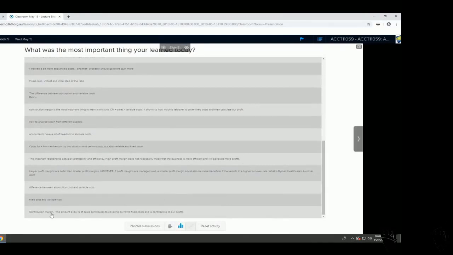Fixed costs and variable costs, contribution margin, the amount every dollar of sales contributes to covering our firm's fixed costs and contributing to our profits. And that person's sort of written it in their own words.